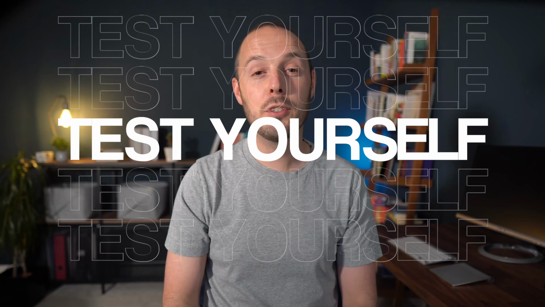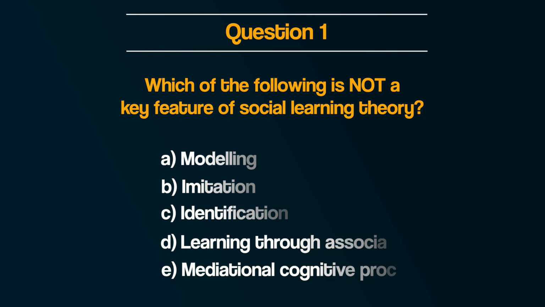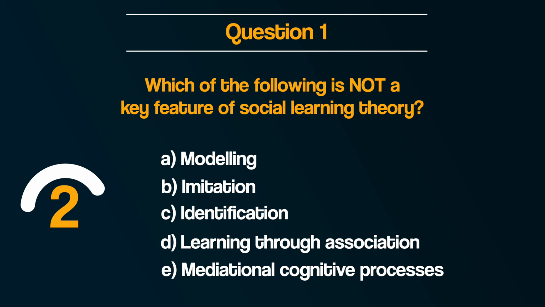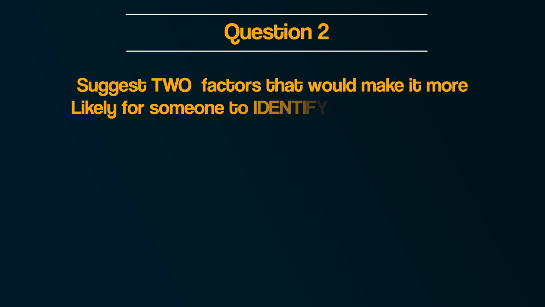So now let's test your understanding of what we've covered about social learning theory in this video. A question is going to appear with a few seconds for you to pause the video before the answer appears. Here we go. Question 1. Which of the following is not a key feature of social learning theory? Question 2. Suggest 2 factors that would make it more likely for someone to identify with a role model.